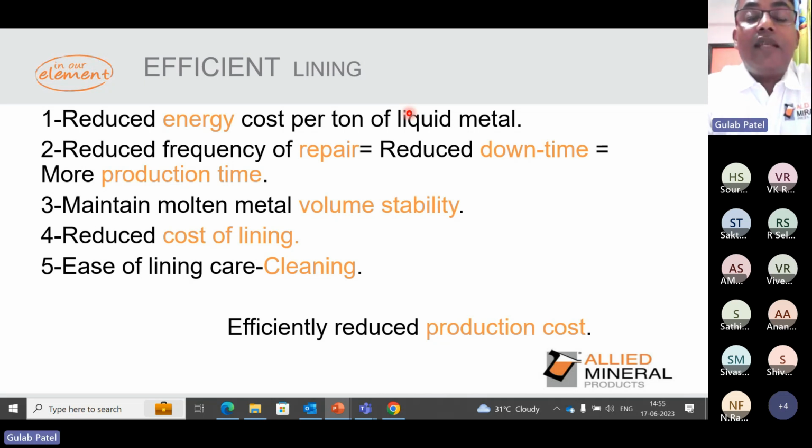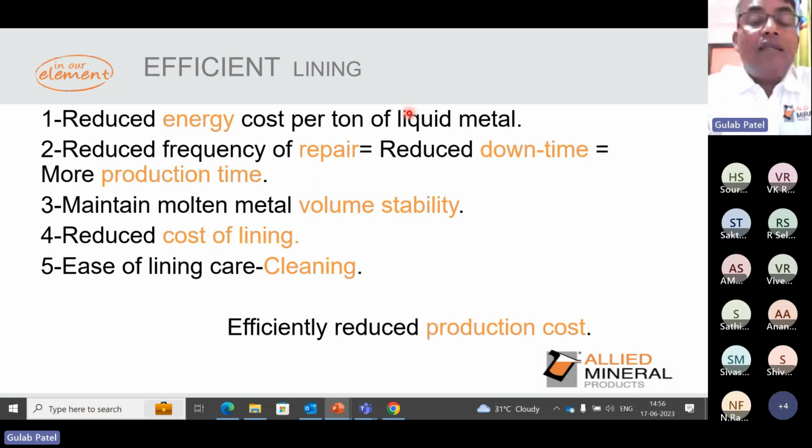As we discussed, it is a reduced energy cost per ton of liquid metal. So we have to design the lining, or select the product, in such a way that it has reduced energy use during your equipment operation, whatever equipment you are operating. Then, reduced frequency of repair, which ultimately affects your downtime, and you are going to have more production time. Then, maintain molten metal volume stability. What I have explained is having the same volume stability as designed at the beginning, for a longer duration, which will directly affect the energy consumption as well as your production.